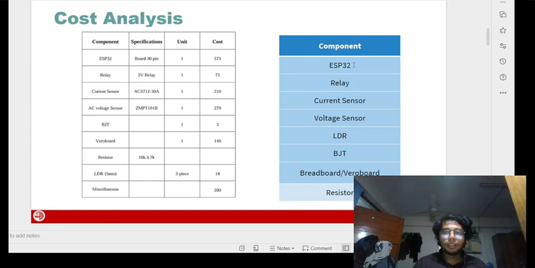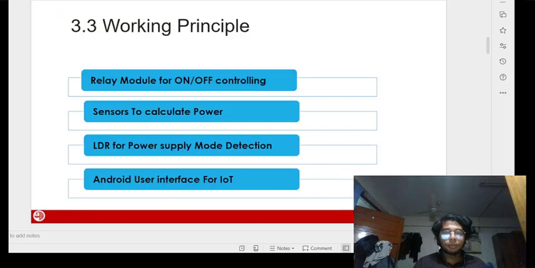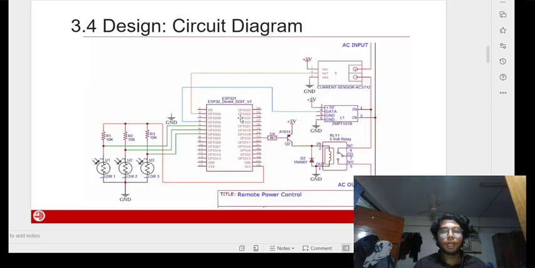The cost analysis: the components we used are ESP32 microcontroller, 5-volt relay, current sensor, voltage sensor, LDR, BJT, breadboard, and resistor. The prices are given on the left hand side table. The working principle: relay modules for on-off controlling, sensors to calculate power, LDR for power supply mode detection, and Android user interface for IoT.